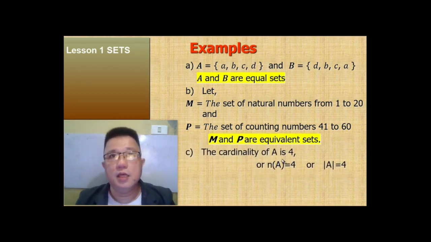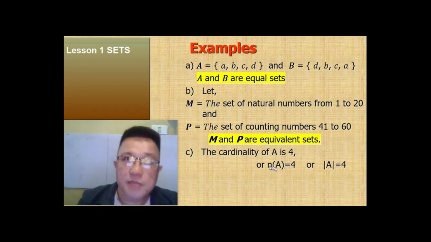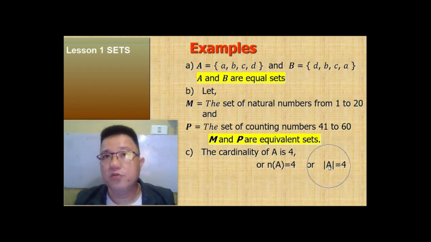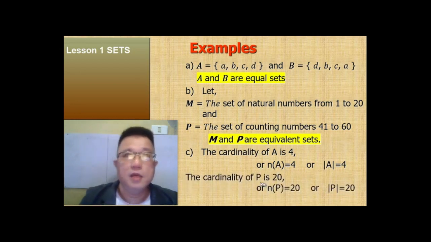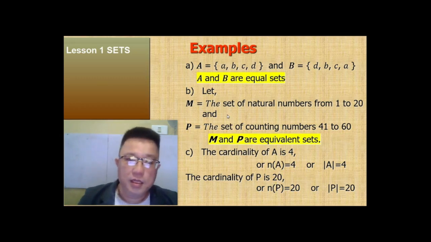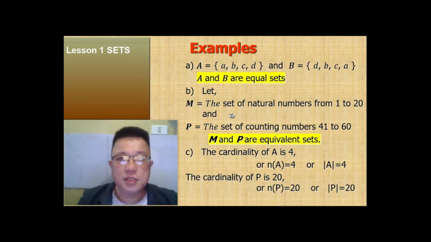And here is an example of cardinality. This is how you write cardinality. The number of elements of A equals 4, or you can use vertical bars. Also, the cardinality of P is 20, so the number of elements of P is 20. And the next part of our lesson is set operations.